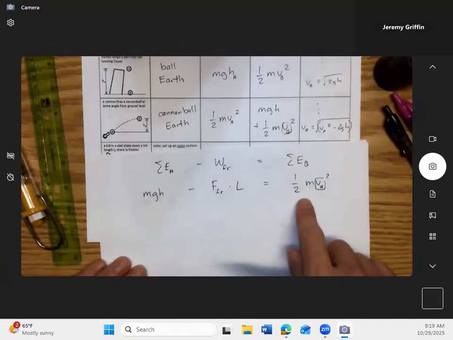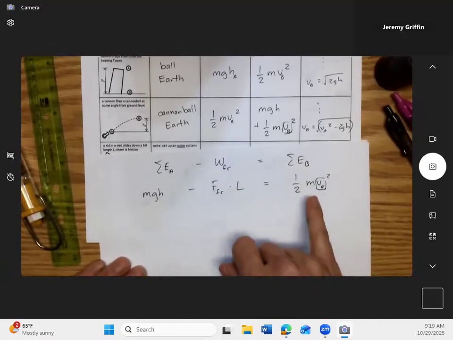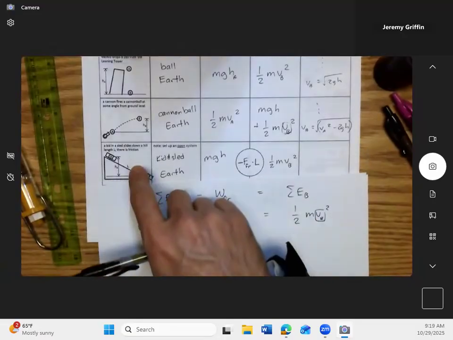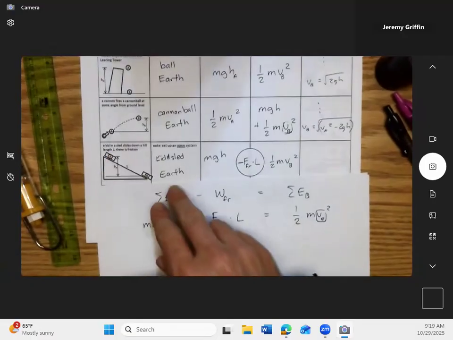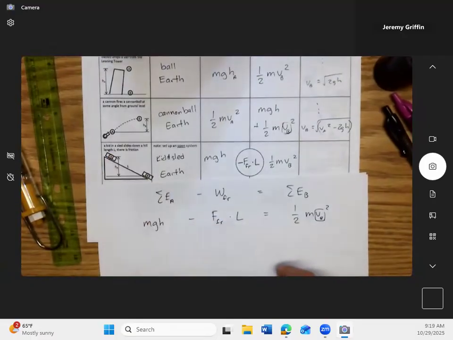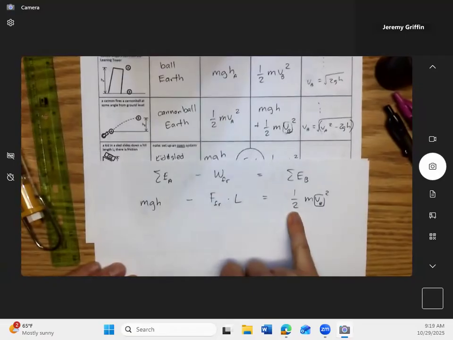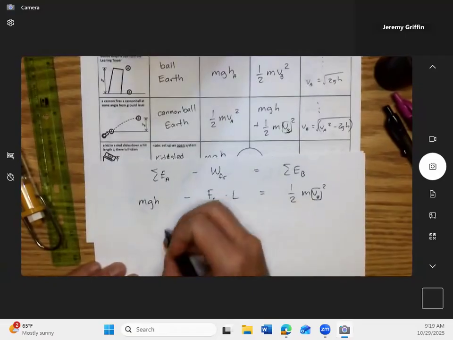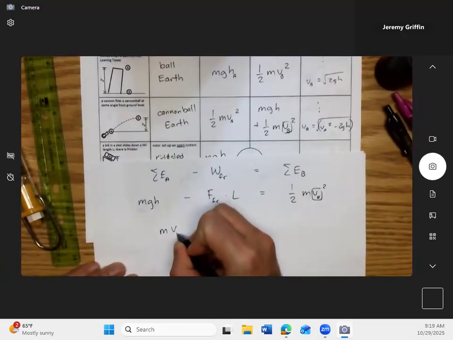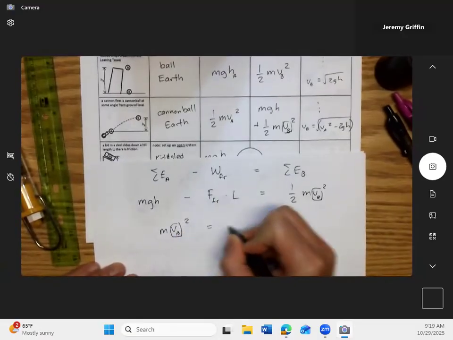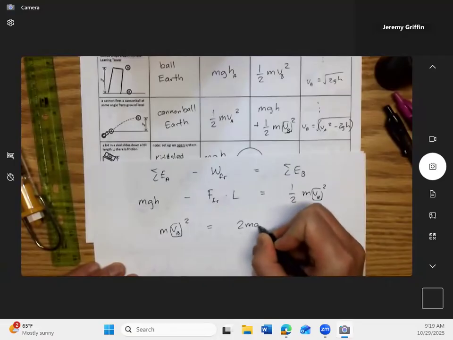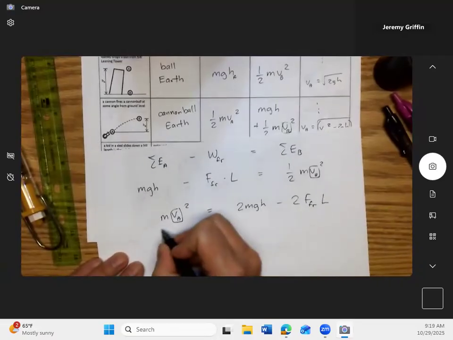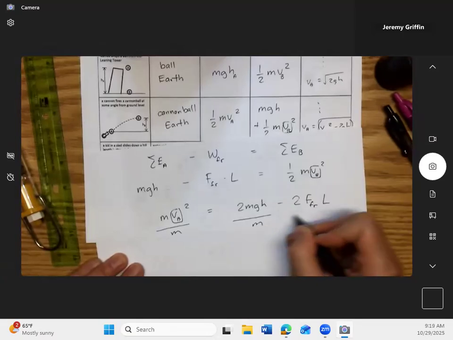Actually, it could be helpful if I wanted to cancel out the m. I bet if this kid has a friend next to him, they're all different sizes, they'd slide down together. Let's see, times 2, divided by m, square root. So we've got to do all those things. I'll do times 2 first. So mv squared equals 2mgh minus 2 friction force times length. Then divide by m.